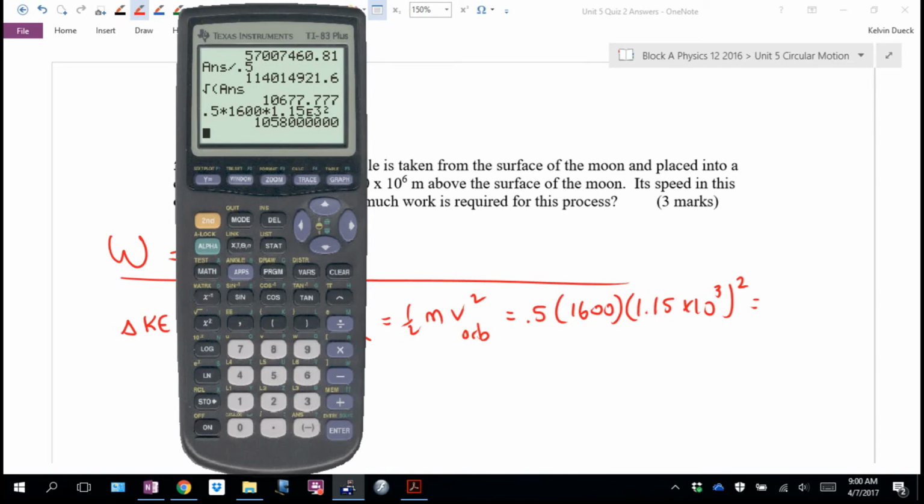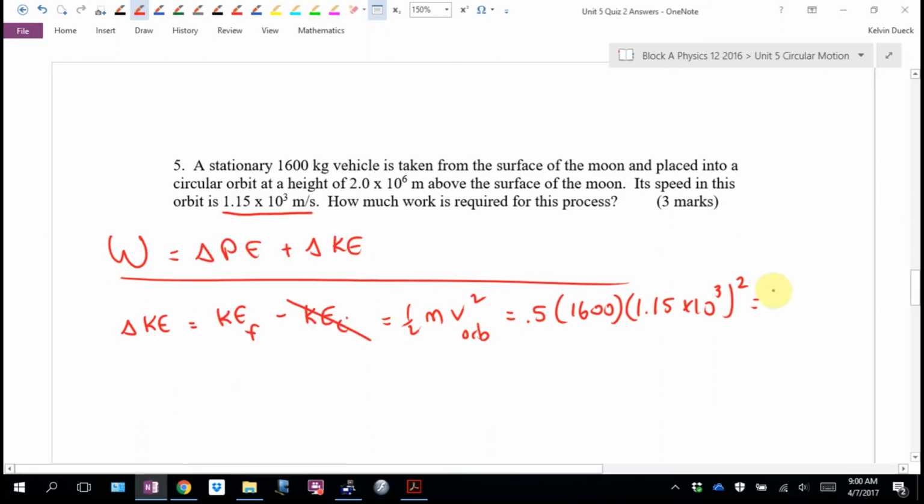Is that right? Yeah. Looks like it. You can come quietly, get your stuff out. Thank you. 1.058 times 10 to the 9th joules. Oh, yeah, that seems right. I usually put a box around that so I don't have to go hunting for it. That's my change in kinetic.